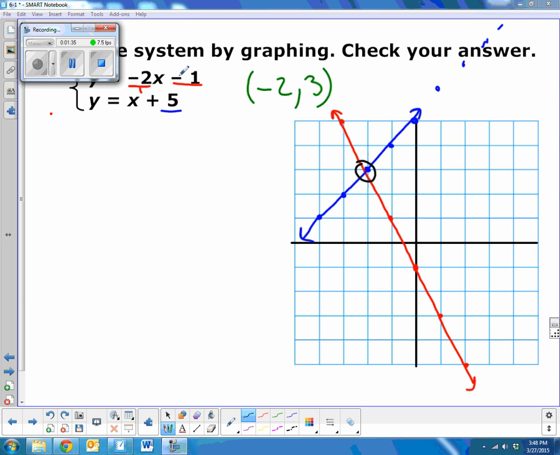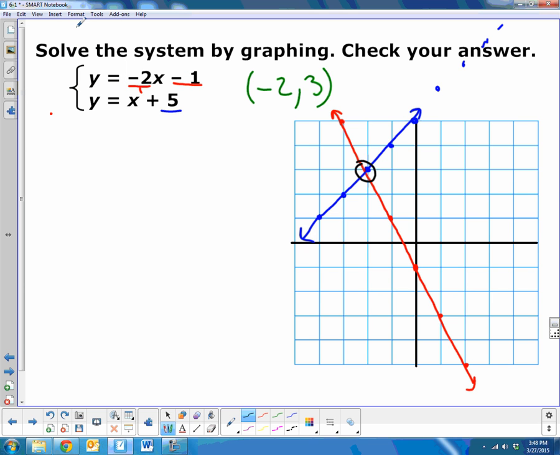So now we got to check it. Check yourself before you go. And so we're going to check the first one. I say -2, 3 works. So it'd be -2 times -2 minus 1 should equal 3. So 4 minus 1 equals 3. Sure enough, 3 equals 3.